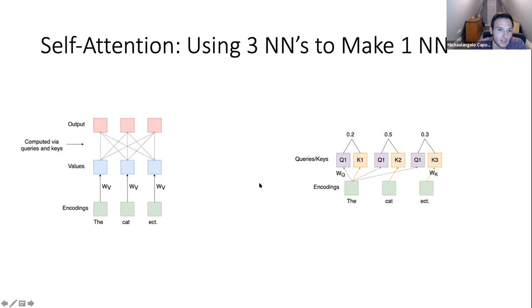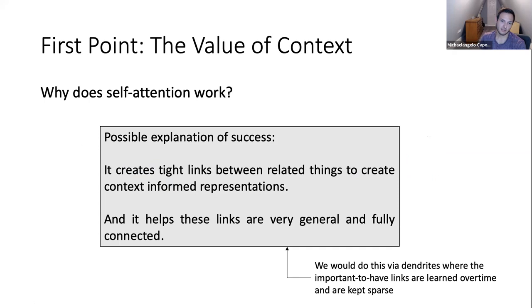Okay. So this is, I guess, the first point of why this works. This is my possible explanation. As opposed to an RNN, which has this issue of keeping long range dependencies, now all of a sudden you have tight links between things that may be related to one another as you create, I'll call them, context informed representations. I say tight links because you can relate the 10th word in the sentence directly to the first word in the sentence, as opposed to having to relate the 10th word to some wrapped up hidden state of all the previous words.